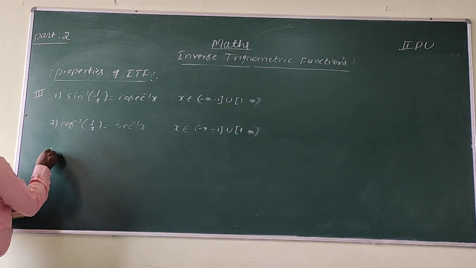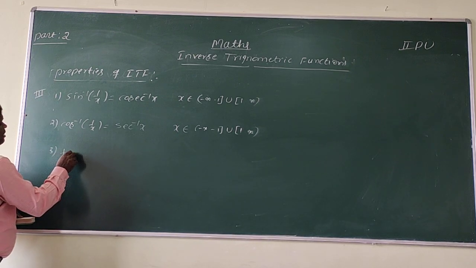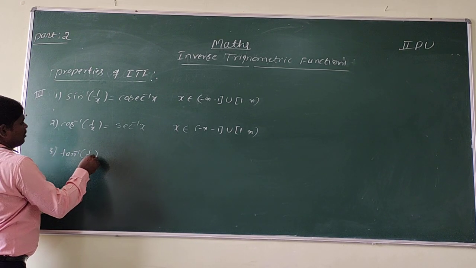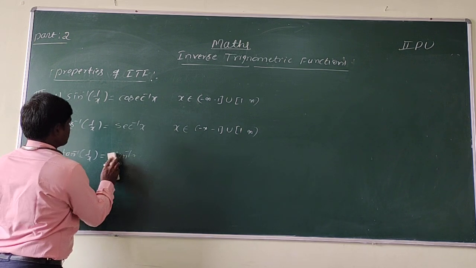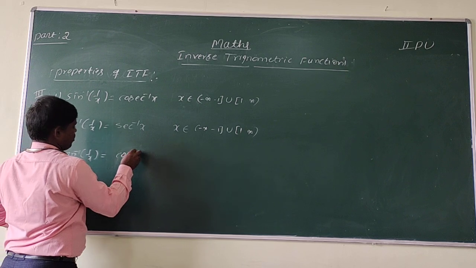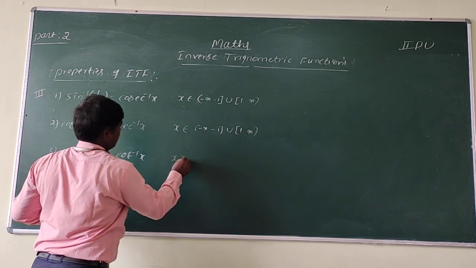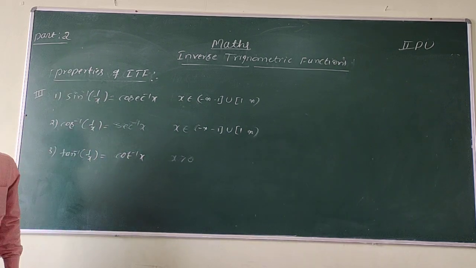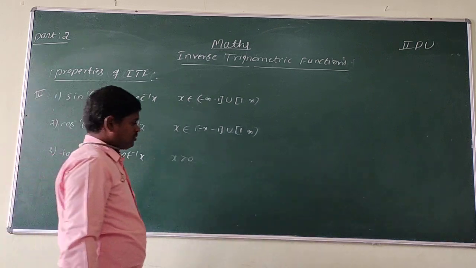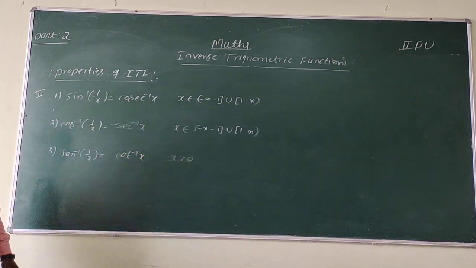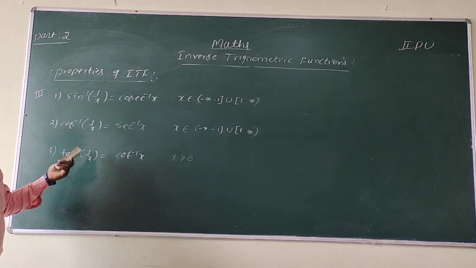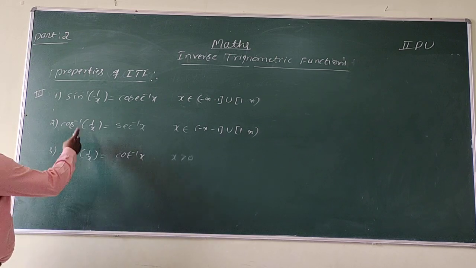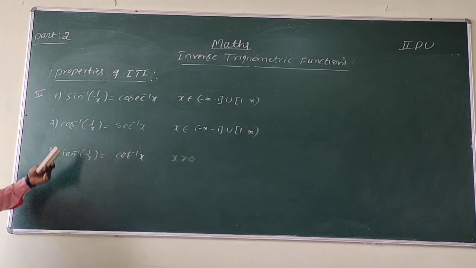And third one is tan inverse of 1 by x, which is equal to cot inverse of x, where x is greater than 0. One more problem is there. Suppose x is less than 0. Then cot inverse of x is equal to pi plus tan inverse of x. Okay. So we have proof of these properties.